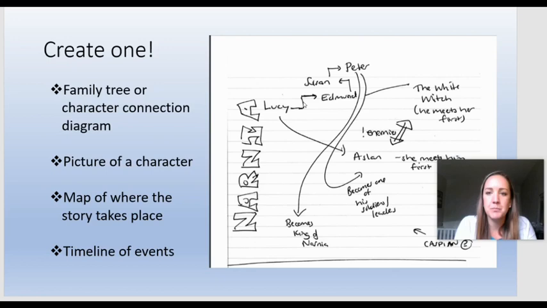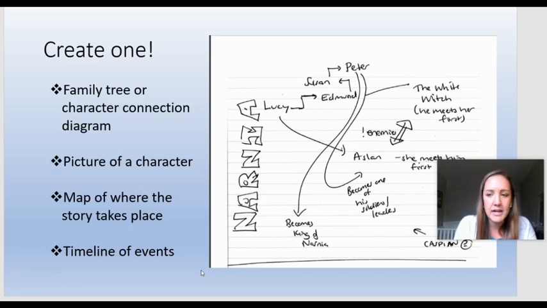This is a character connection map. Up here you see that they have Lucy, Susan, Peter, and Edmund. They're all siblings in here. And then they have arrows drawn all over to different characters and how those characters connect together and what happens in the story. So they've actually created their own text feature for that book, since this was not included, and it helps them understand the book better, as well as keep the information straight.